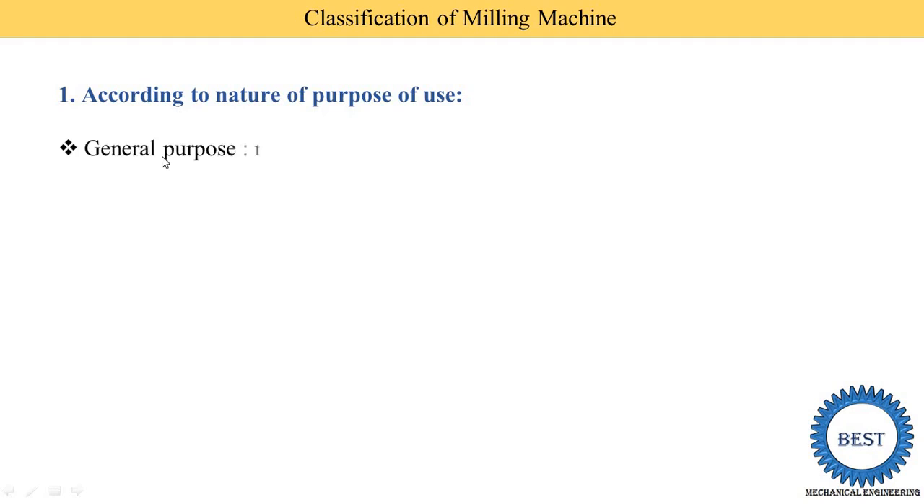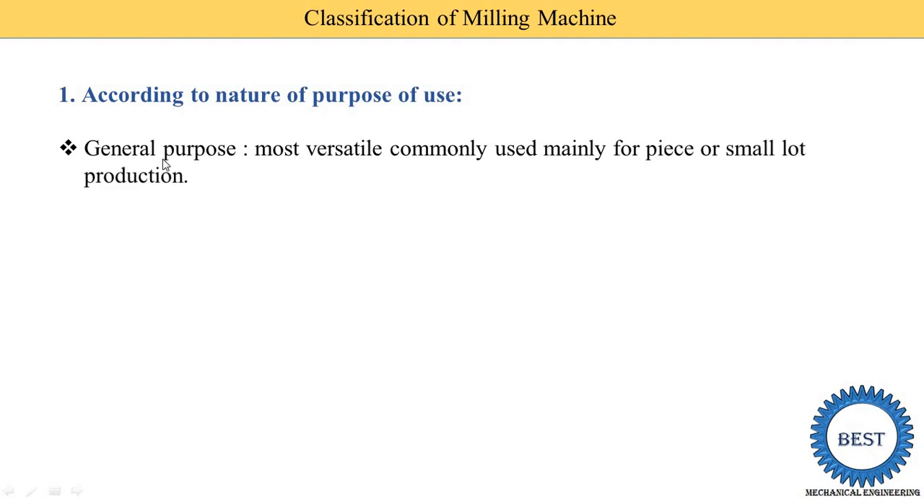According to that, it is classified into three categories. The first one is general purpose. General purpose means it is the most versatile and commonly used, mainly for piece or small lot production. On a general purpose machine we are able to manufacture any type of job, so it is known as general purpose.